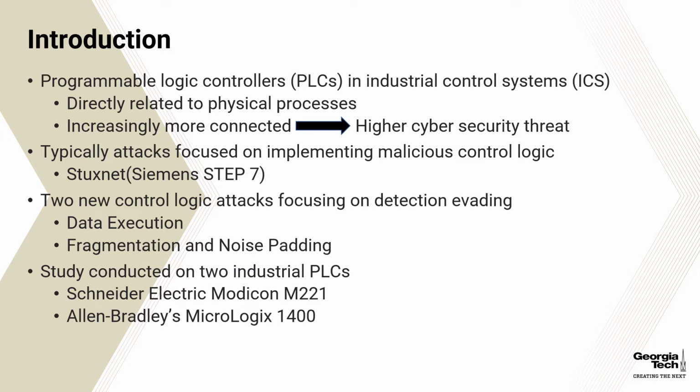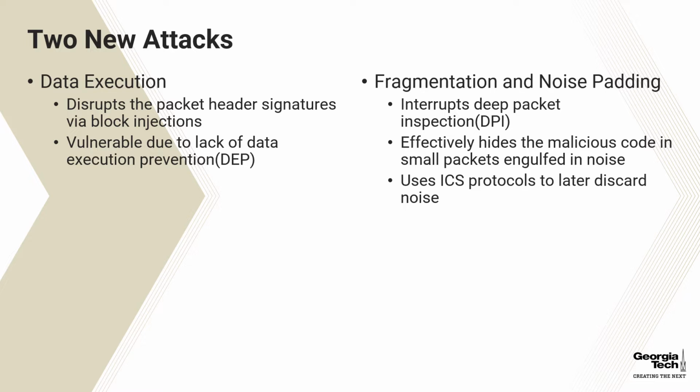Given that both methods fail to recognize attacks, it is imperative that more research is done to further the safety and security of ICSs. Diving further into these two new attacks, data execution disrupts the signatures that are based on packet header fields. It then downloads and inserts the compiled control logic to the data blocks of the PLC under attack. These data blocks are the communication mediums for all the input and output data associated with the process. Given that PLCs are not restricted on where code may be executed, the control flow is then able to be redirected to run these malicious code blocks.